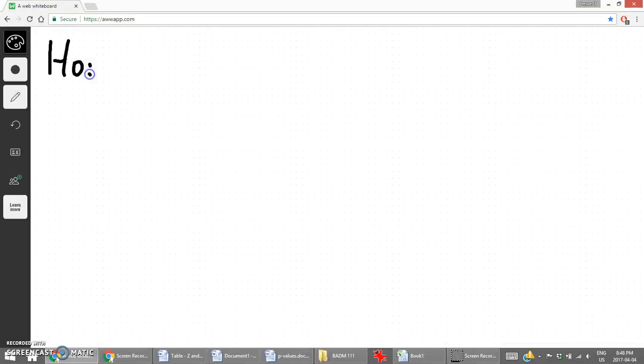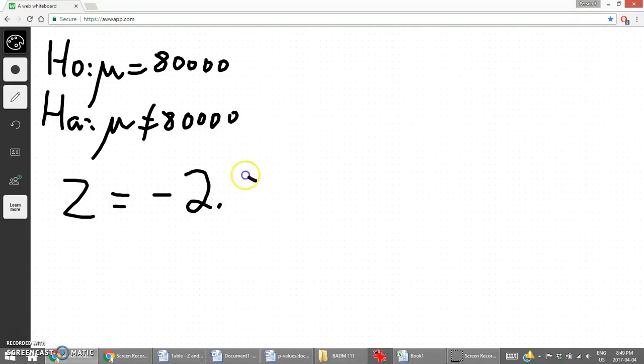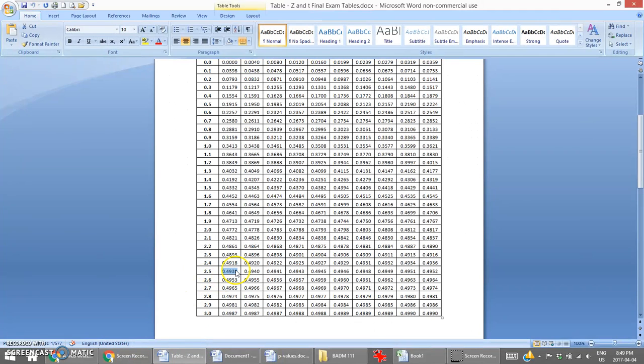The average equals 80,000. We're testing to see if the average is different than 80,000. So everything else stays the same. The test statistic is still going to be negative 2.5. That does not change if it's a one-tailed or two-tailed test. The formula is the same, the values in that formula have remained the same, so everything in the question has remained the same. Even the area that corresponds to that Z value of 2.5 stays the same. It's still 4938.